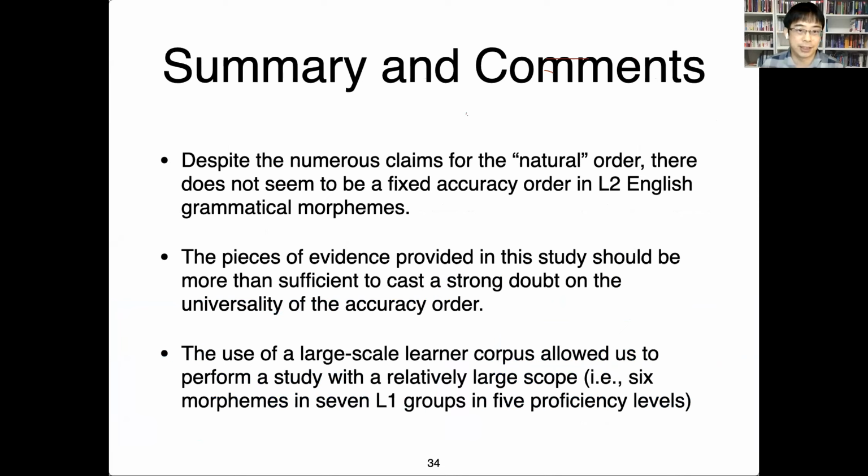So to briefly summarize this study, despite the numerous claims for the natural order, there does not seem to be a fixed accuracy order in L2 English grammatical morphemes. And the pieces of evidence provided in this study should be more than sufficient to cast a strong doubt on the universality of the accuracy order. And the use of a large-scale learner corpus, the Cambridge Learner Corpus, allowed us to perform a study with a relatively large scope. So we could look at six morphemes in seven L1 groups in five proficiency levels. And this would have been difficult to do without using a reasonably large learner corpus.